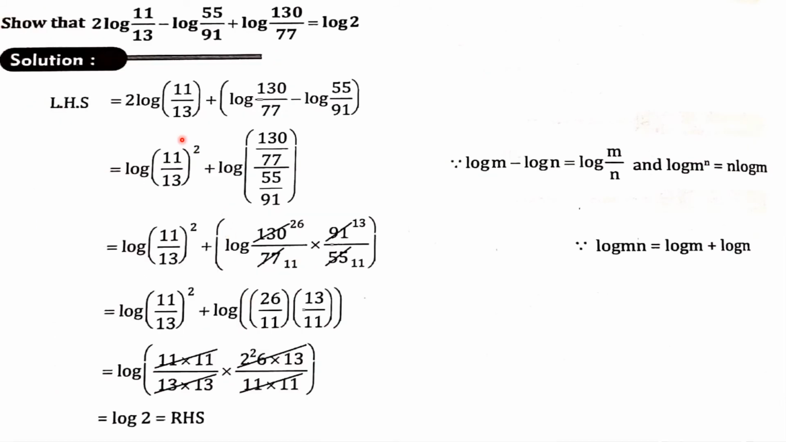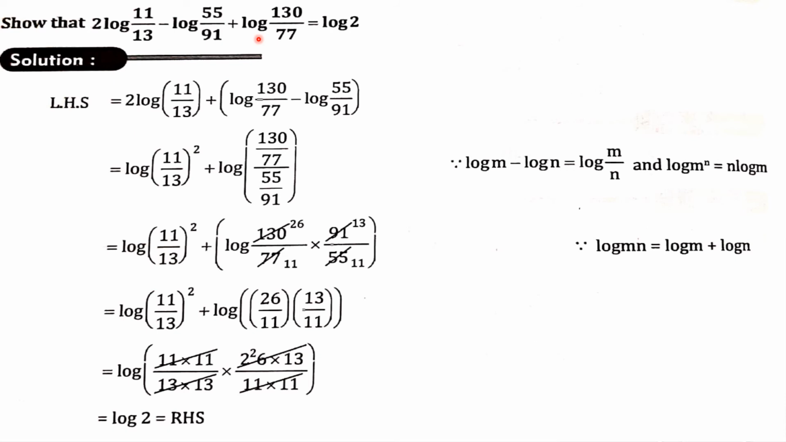Next problem. 2 log 11 by 13 plus log 55 by 91 plus log 130 divided by 77 is equal to log 2. So RHS is given, and LHS is given. You have to prove that log 2 is the answer. If you prove it, what you have done is correct.